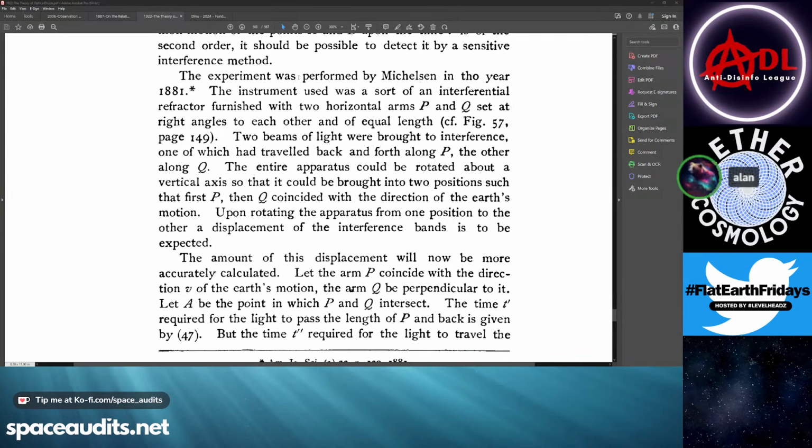The experiment was performed by Michelson in the year 1881. The instrument used was a sort of interferential refractor furnished with two horizontal arms, P and Q, set at right angles to each other, of equal length. Figure 57, page 149. Maybe we'll come back to that.